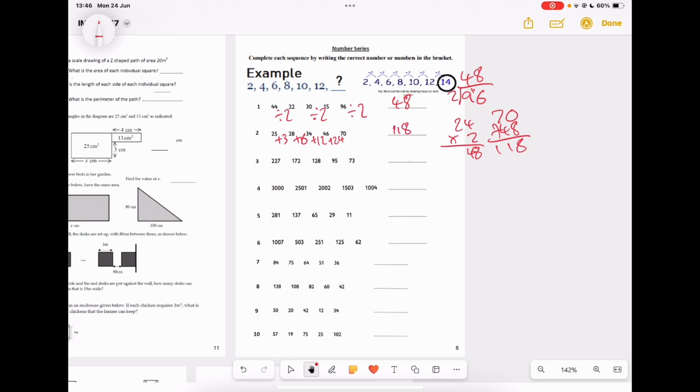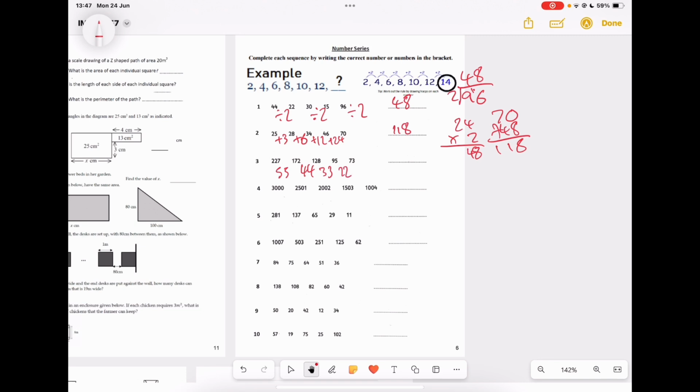Next we have 227, 172, 128, 95 and 73. So what we're going to look for first with this one is we're going to be looking at the subtraction. So 227 and 172. So 227 minus 172 gives us 55. 172 and 128 is 44. And here we're beginning to see a pattern. 128 and 95 is 33. And then 95 to 73 is 22.